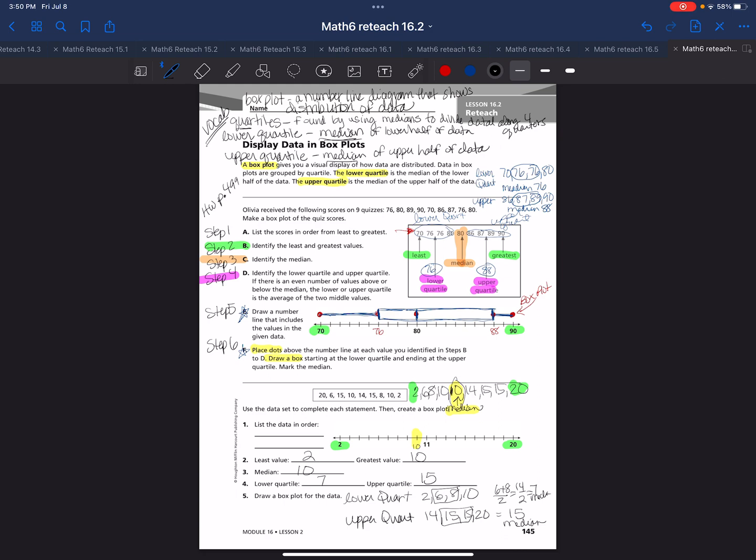Okay, now we need to draw the box plot. The first thing we need to do when we draw a box plot is place the dots above the number line for all the values that we found. So we have the greatest and the least value here. Then we have the median. Median is 10. And now we know the lower quartile is 7. So here's 7. And the upper quartile is 15.